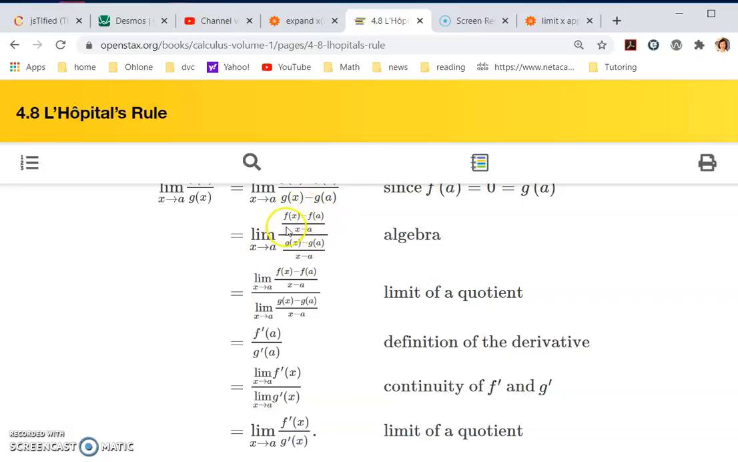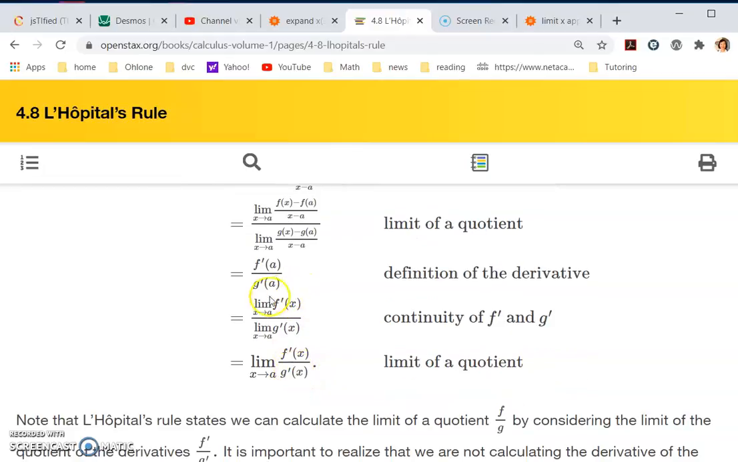And did you notice that the top looks like the limit definition of the derivative at a? So if you just take the limit of the top and the limit of the bottom, they become two limits. And then it just becomes f prime of a and g prime of a, which is the definition of the derivative. And due to continuity of f prime and g prime, if they're continuous, f prime of a is actually equal to the limit as x approaches a of f prime of x.